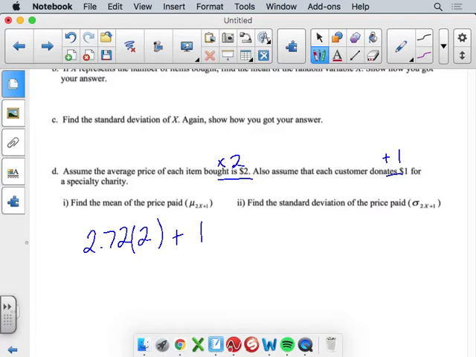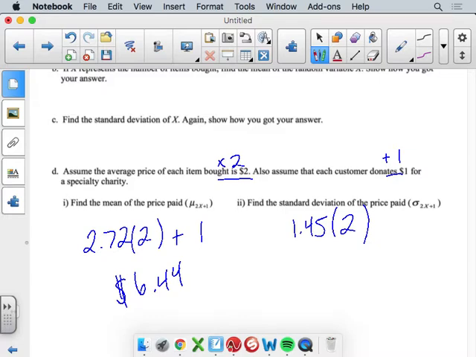So the average person is going to pay 2.72 times 2 plus 1. It's about $6.44. That'd be the average amount of money they're spending. Okay, the standard deviation is 1.45, and I expect them to give me $2 for that.